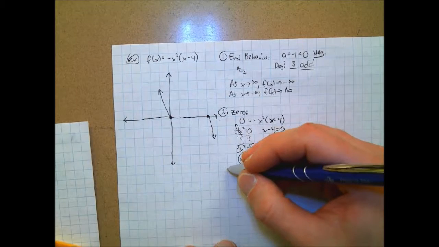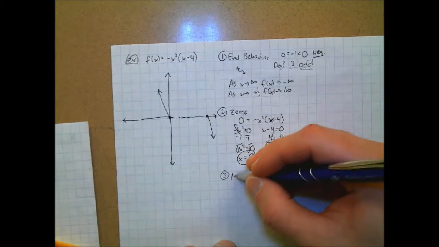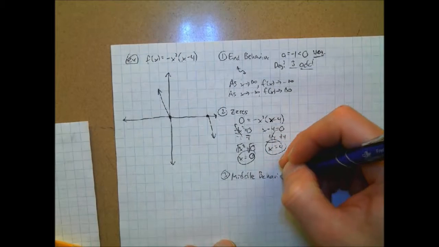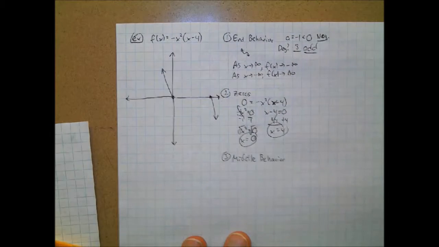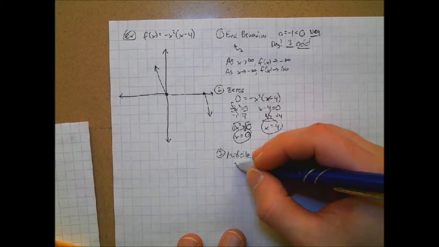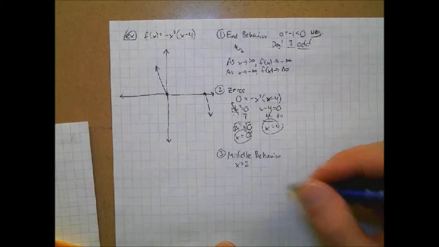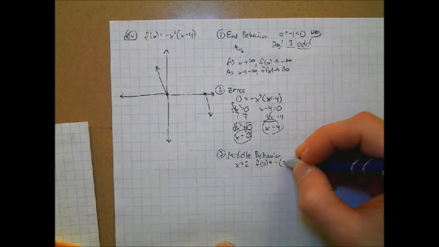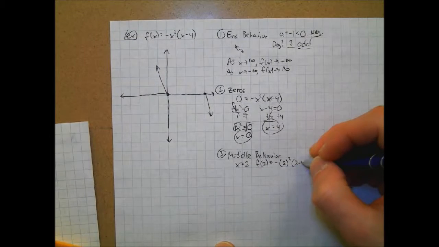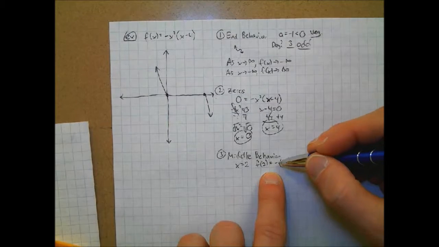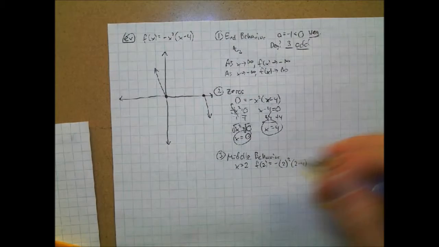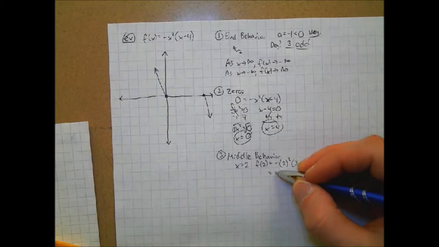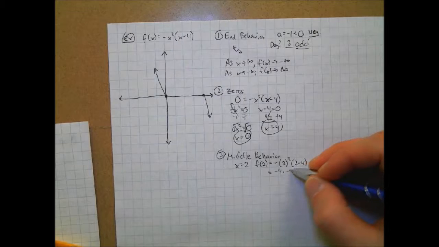So for the middle behavior, okay, I'll pick x equals 2. Okay, so I'll do f of 2 equals, let's see, negative parentheses 2 squared, 2 minus 4. So again, that 2 replaces the x. There's still going to be the negative in front there. Okay, and we'll just do this here. 2 squared is 4, negative 4 times 2 minus 4 is negative 2, so I get 8.